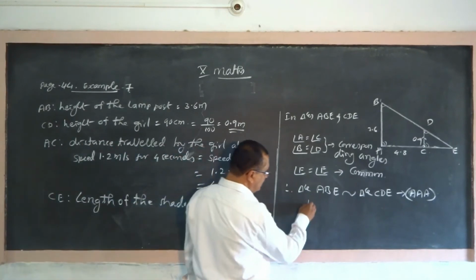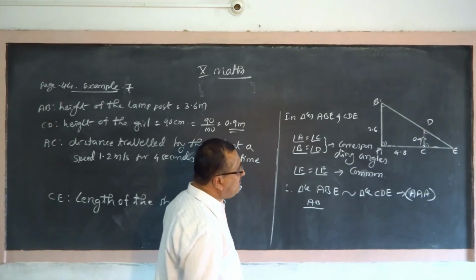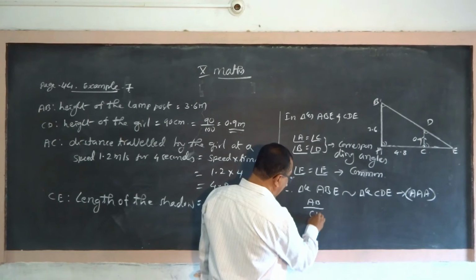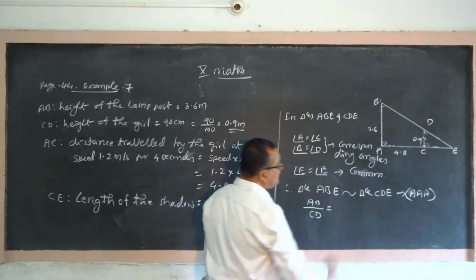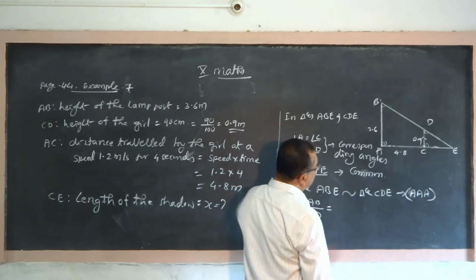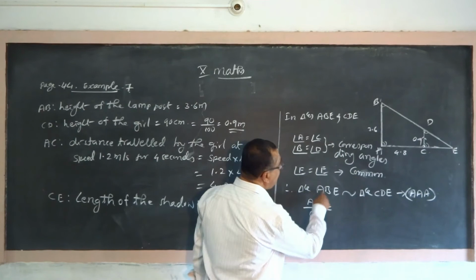Now write AB by CD is equal to, what is that? AE by CD, like this.